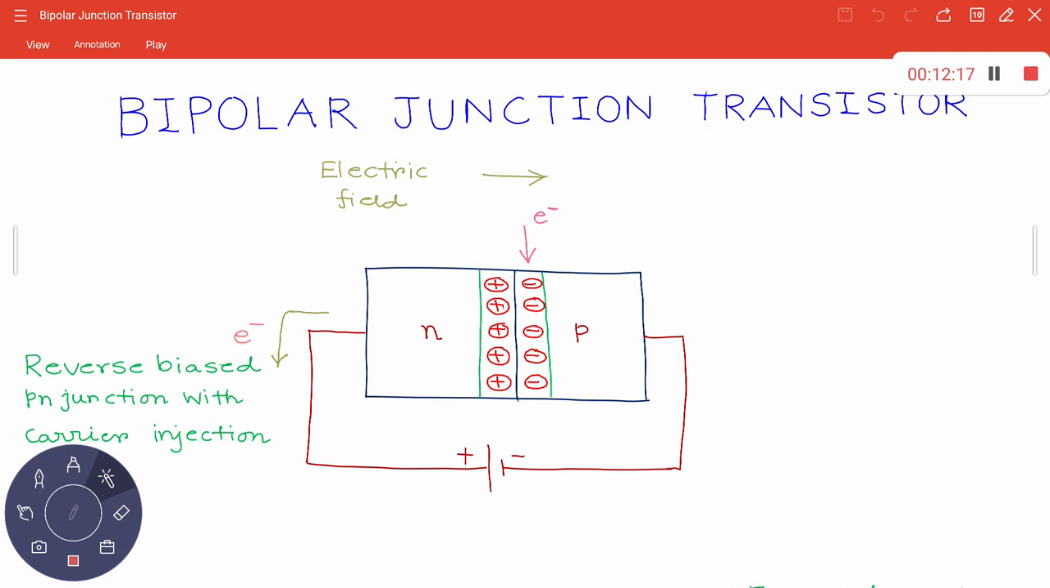Forget about that. Essentially, what happens if you apply reverse bias voltage over there, or if you increase this reverse bias voltage, the width of this depletion region will increase. Why is it called the depletion region? It is depleted of mobile charge.